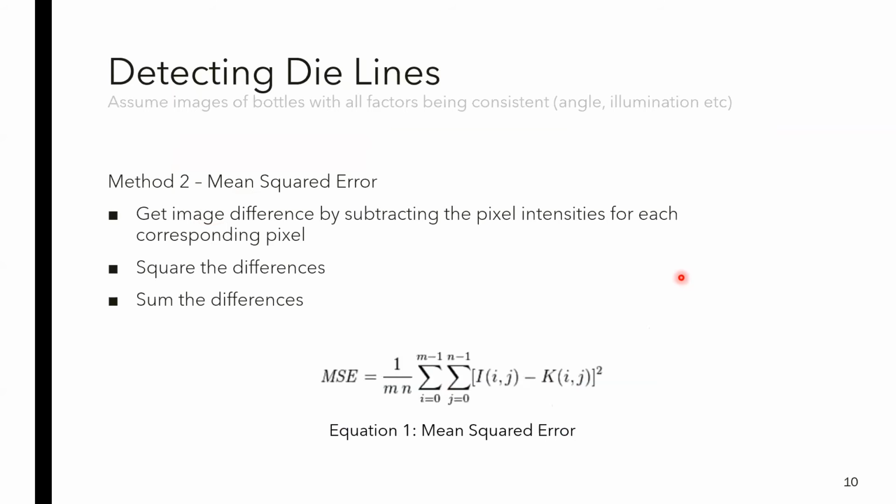Another method we're going to look at is the mean squared error. Just get the image difference by subtracting pixel intensities for each corresponding pixel. A value of 0 indicates perfect similarity, and a value greater than 1 implies less similarity. And the value will continue to grow as the difference between the pixels increases. But large values between pixel intensities don't really mean that the content of the images are dramatically different.